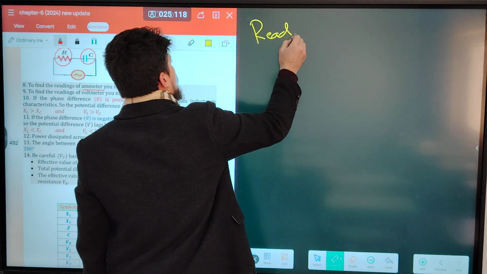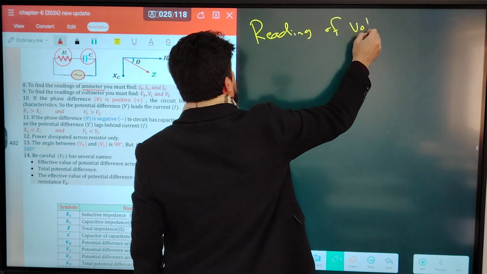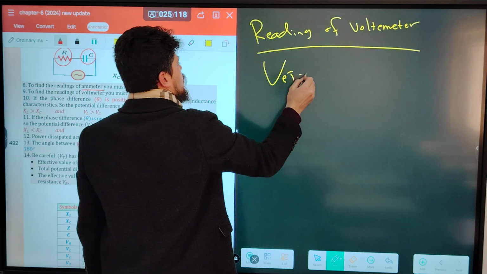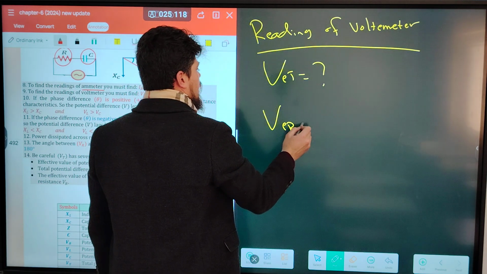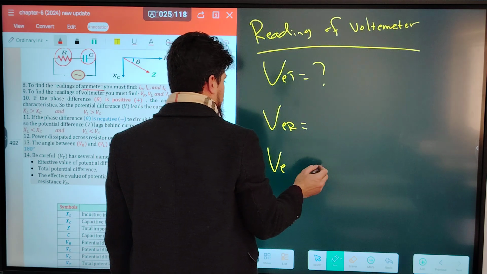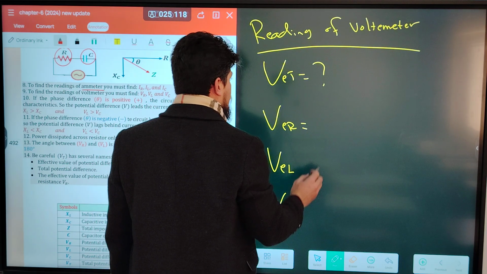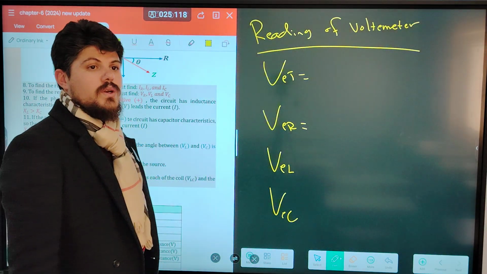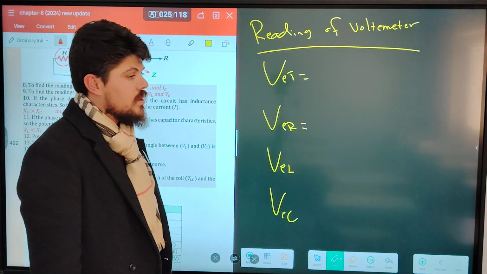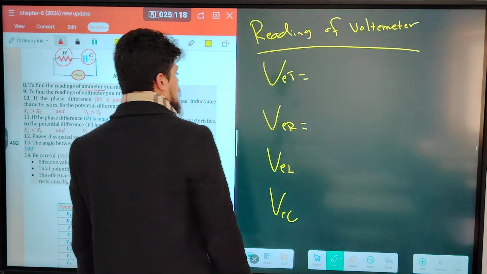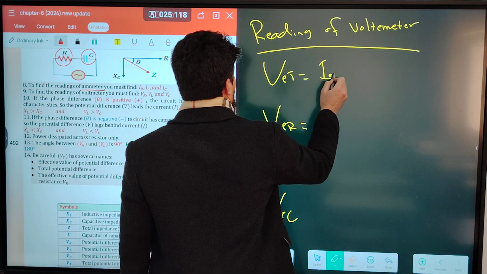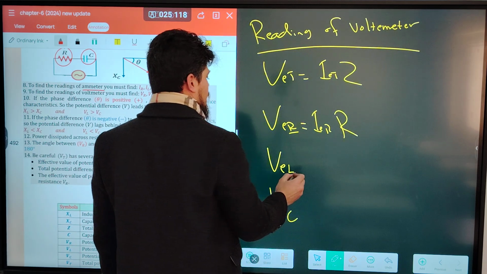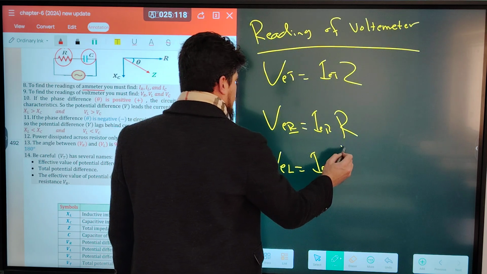How about the reading of the voltmeter? What do we mean by the reading of the voltmeter? V effective total, V effective R, V effective L, V effective C. This is the reading of the voltmeter. If the question asks us to find the reading of the voltmeter, it depends on the question which potential difference is required. V effective total is equal to I effective total times Z. V effective R is I effective R times resistance. V effective L is I effective L times XL.